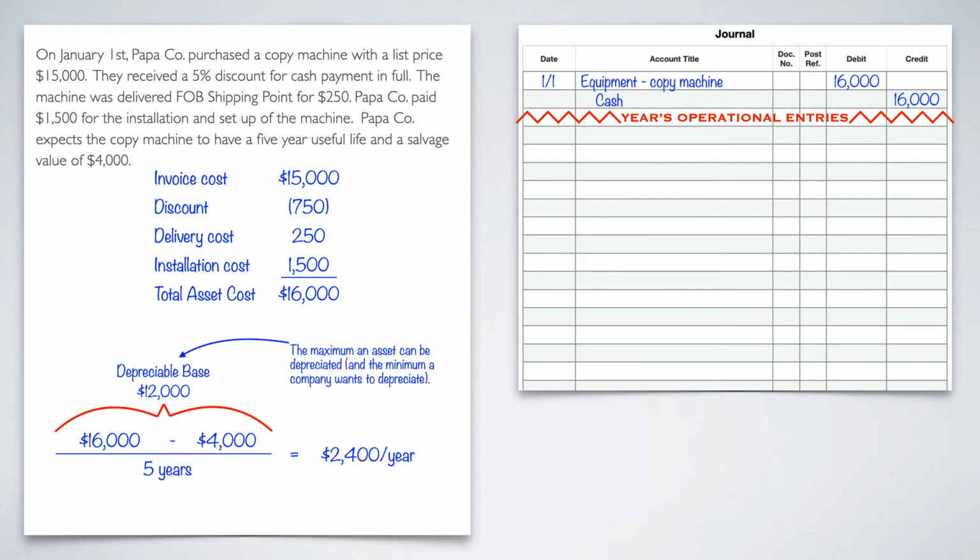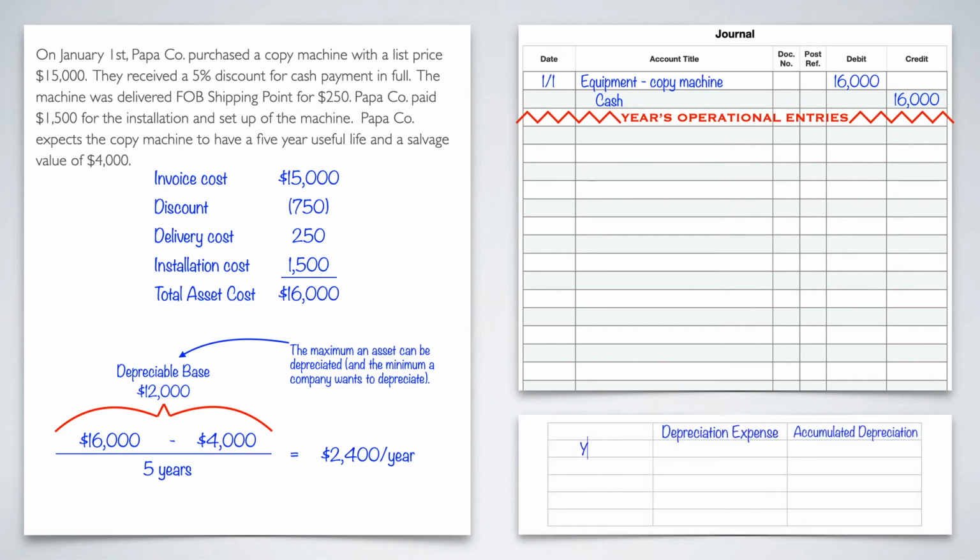Typically when I do a depreciation problem, I create a secondary table, because the table gives me extra information that I can refer back to and answer questions if necessary. It's just 3 columns. I'll start with the years in the first column, depreciation expense in the second column, and accumulated depreciation in the third column. For the first year, with the straight line method, depreciation expense is $2,400, and therefore my accumulated depreciation is $2,400.